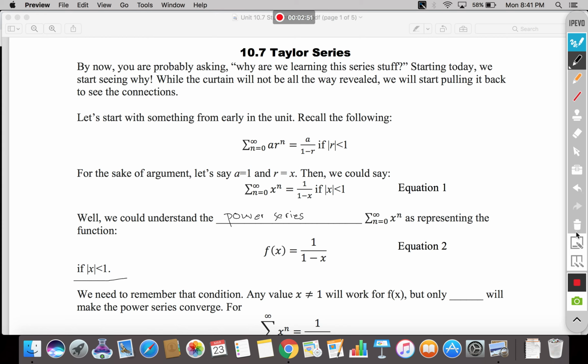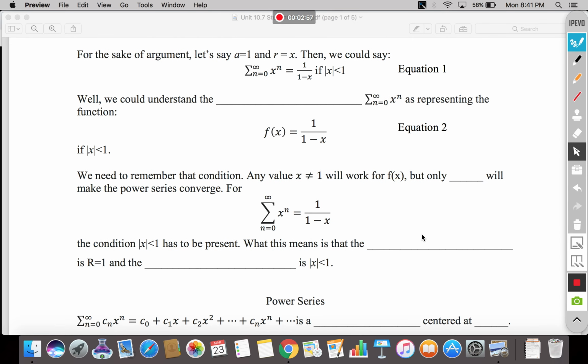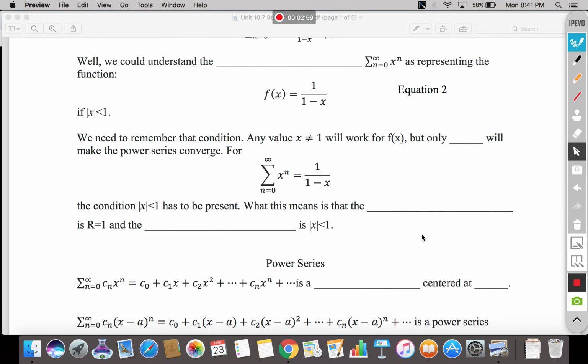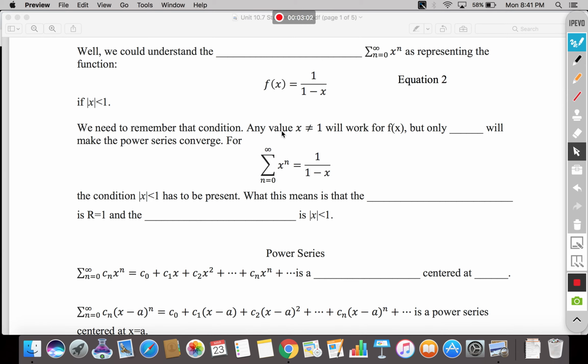Okay, interesting. Hold on to that thought. But we need to remember that special condition. We need to remember that any value where x is not 1 will work for this function, but only the values where the absolute value of x is less than 1 will actually make this power series converge. Okay, digest that for a second. For this function, yes, any value x not equal to 1 will work.